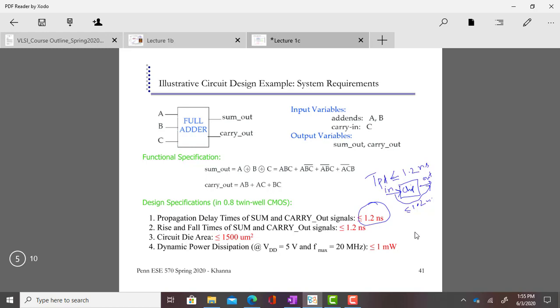The next design specification from the user is that the rise and fall times of the sum and carry out signals should be less than or equal to 1.2 nanoseconds. So what is the rise and fall time? We will study it in detail, but just to introduce you here.